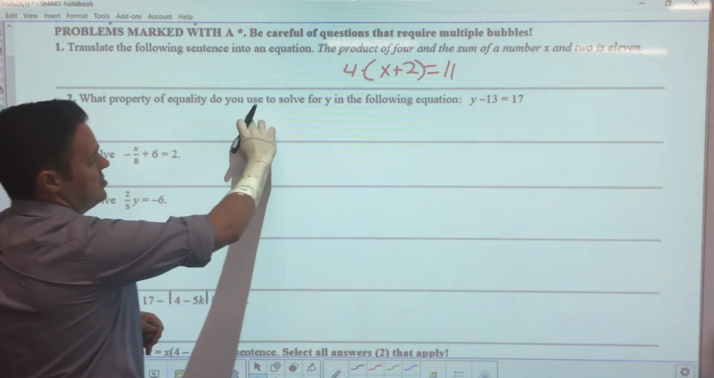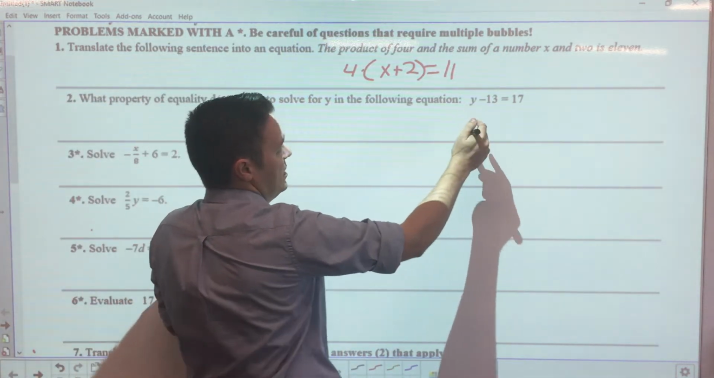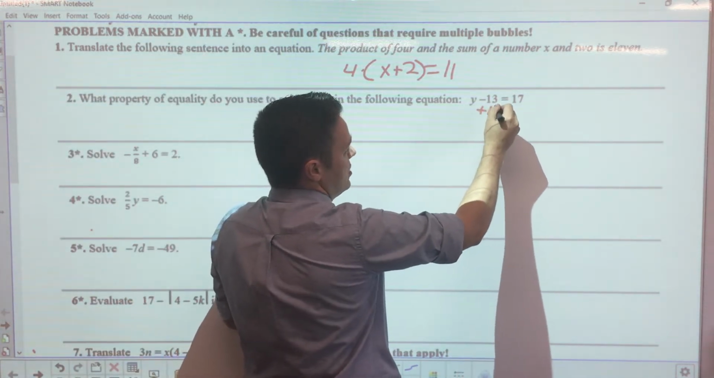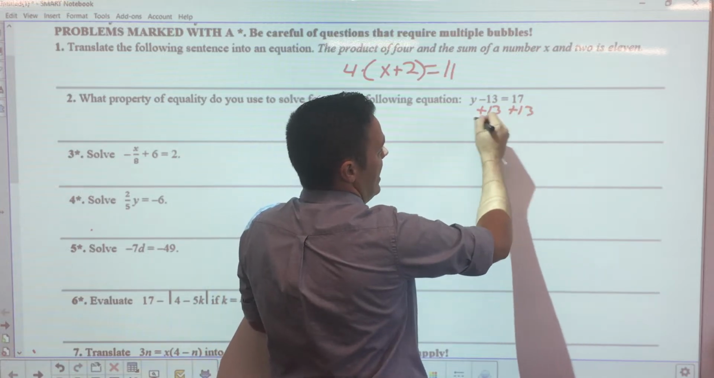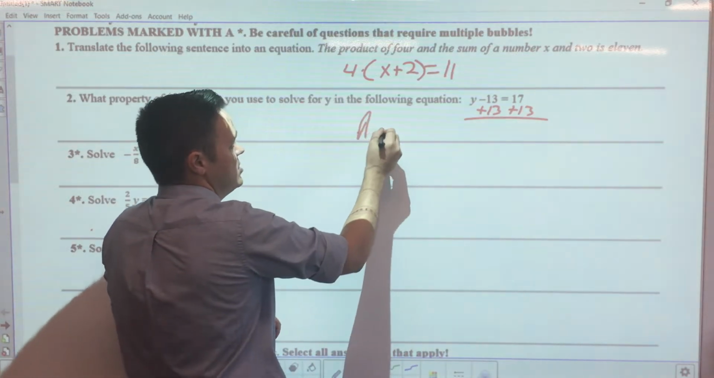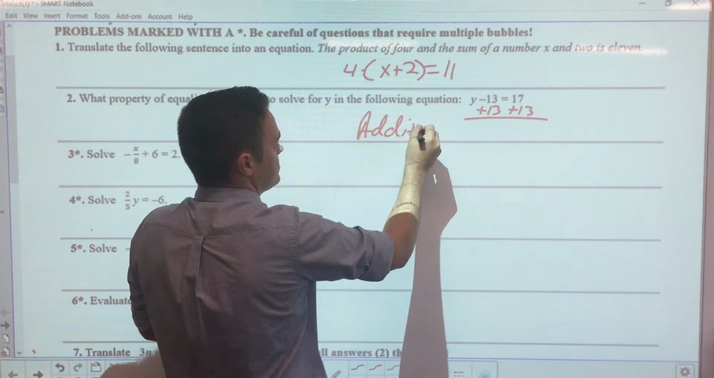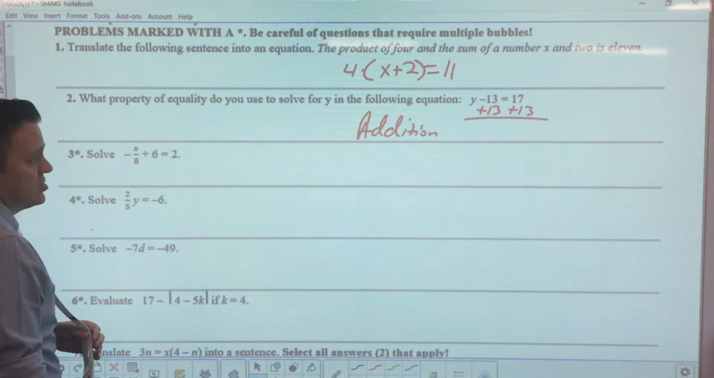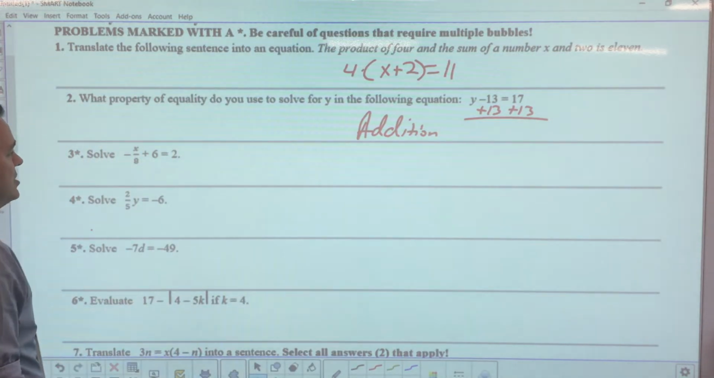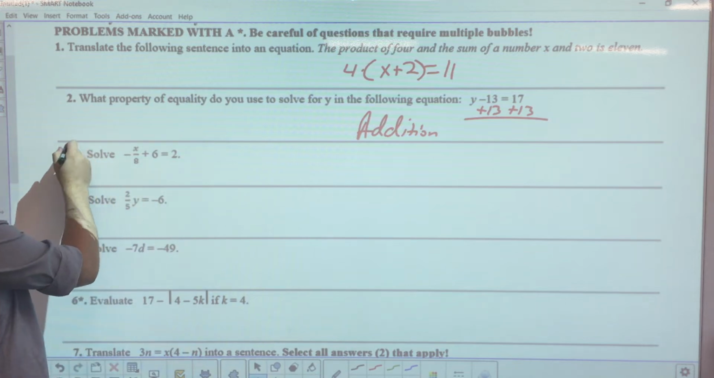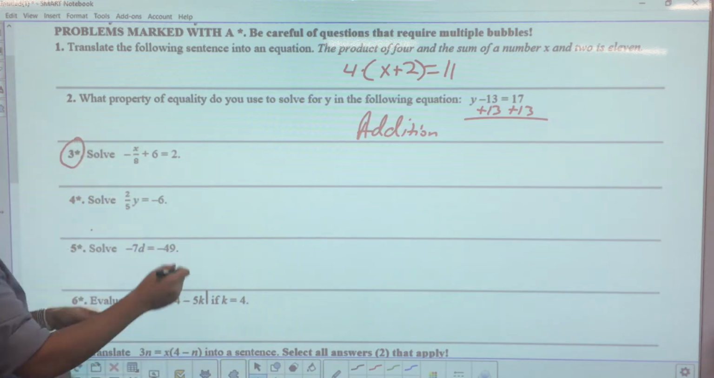What property of equality do you use to solve for y? Well, ladies and gentlemen, how would you solve for y? You would actually do what? Add 13 to both sides, so it's addition. Remember, you can also do subtraction, multiplication, division, solve. So I do want to see some work on some of these, like this particular problem.